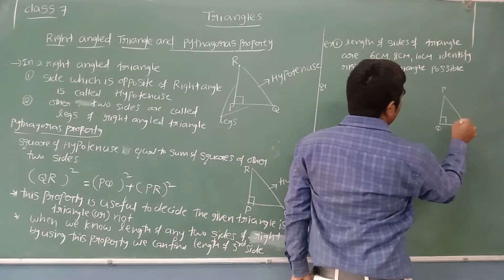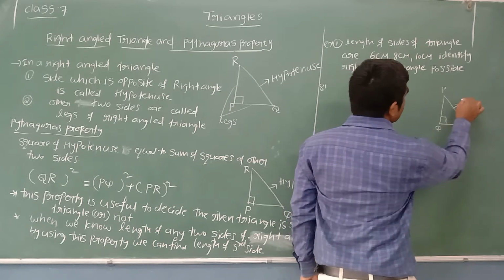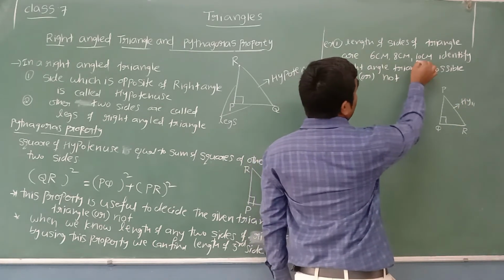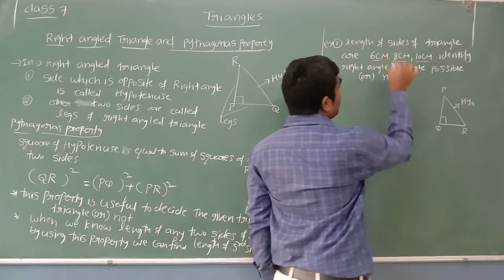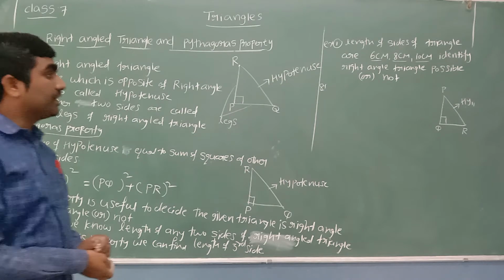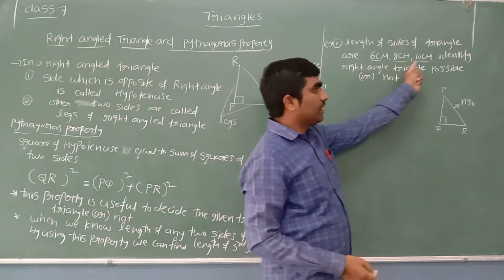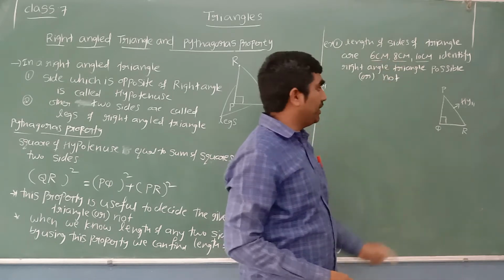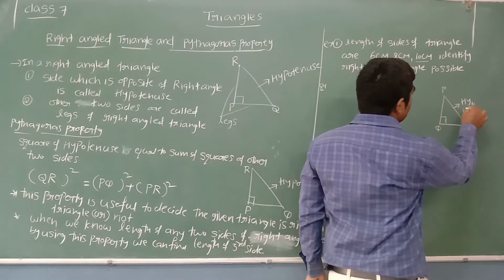PQR. The side opposite of the right angle is called hypotenuse. So what is the length of the hypotenuse? It is always greater than the other two sides. Now here 10 cm is greater than the other two sides, 6 and 8. Yes, the hypotenuse must be 10.